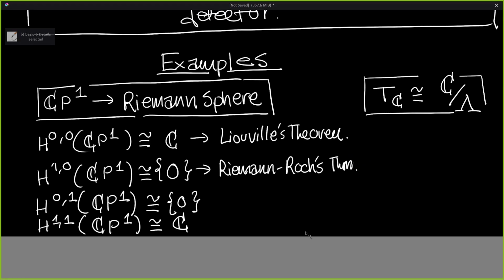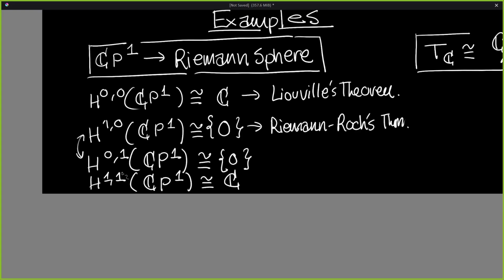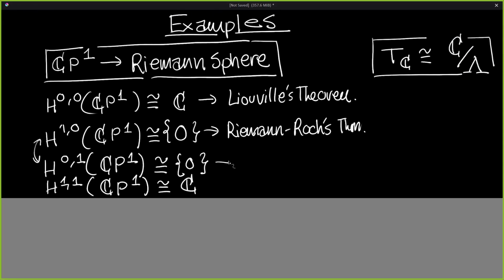If this were 0, what it would mean is that there are no one-forms of this type, right? And so there are some topological invariants that need to be upheld by complex manifolds, given by Riemann-Roch's theorem, that mean this has to be 0. And again, because these two are conjugate to each other, this is also 0.